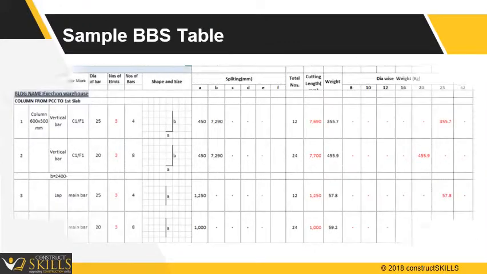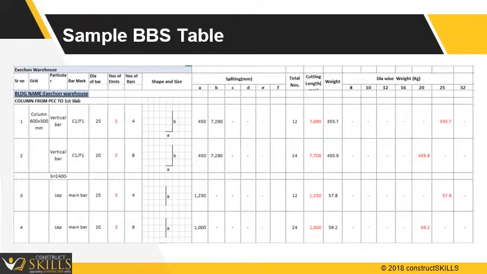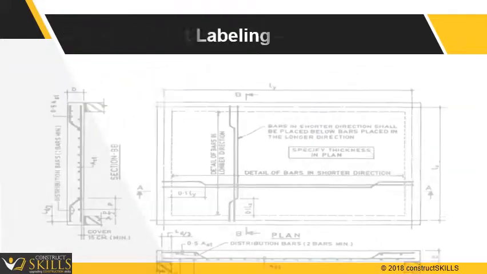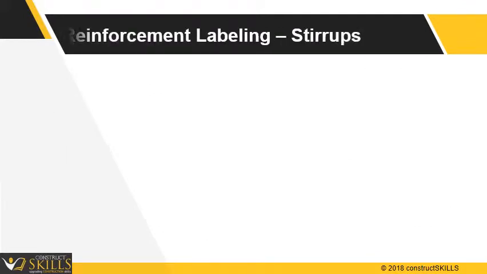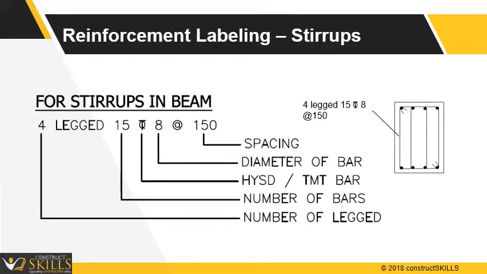Here, a sample sheet of a bar bending schedule table is shown. A typical reinforcement labeling. Here, reinforcement labeling for stirrups is shown. 4-legged, 15 TOS 8 at 150, where 4 stands for number of legs, 15 stands for number of bars, TOS stands for type of steel such as HYSD or TMT, 8 stands for diameter of bar, and 150 stands for spacing.